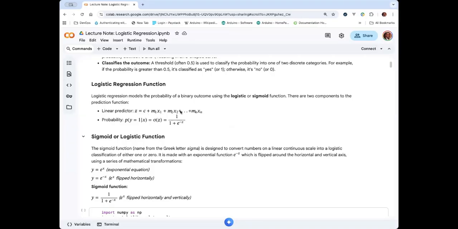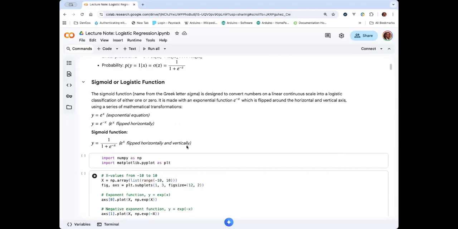And remember, Z is the linear combination, this linear equation basically, which is a linear combination of the independent variables x1, x2, all the way to xn for any number of x's, right? So when you get that z, you pass it through this function, 1 over 1 plus e raised to the power minus z. So we talked about the sigmoid or logistic function.